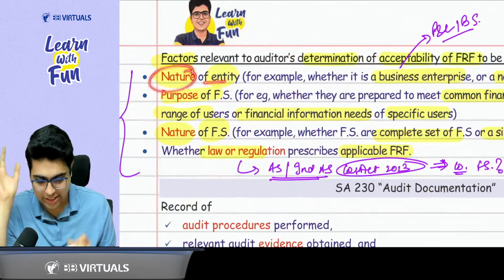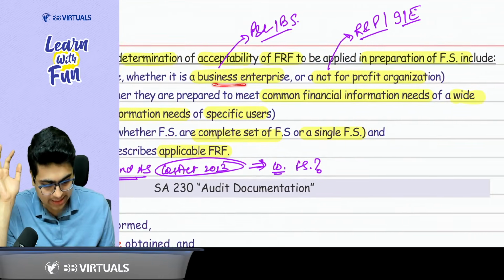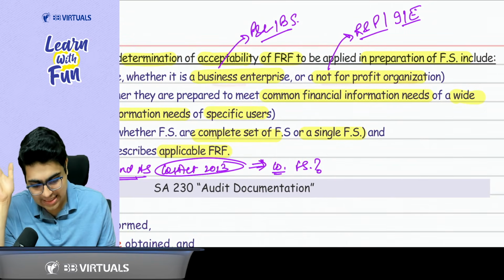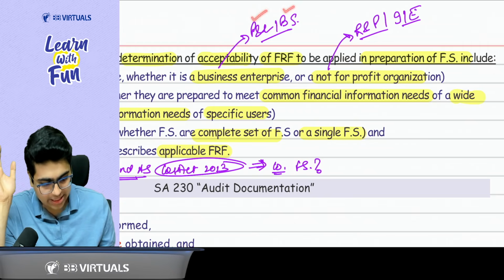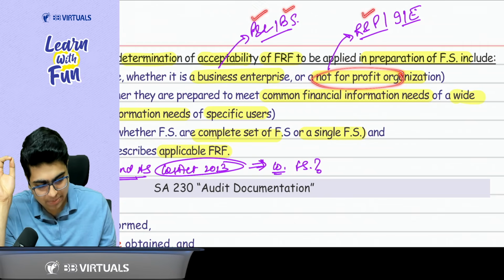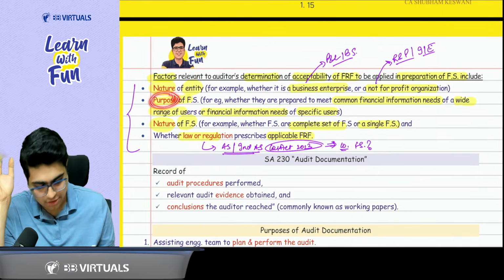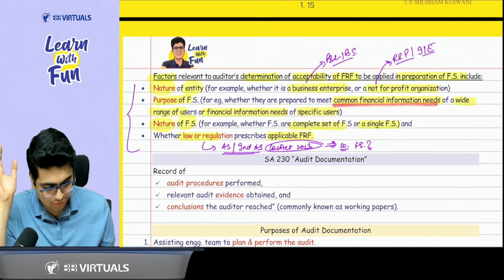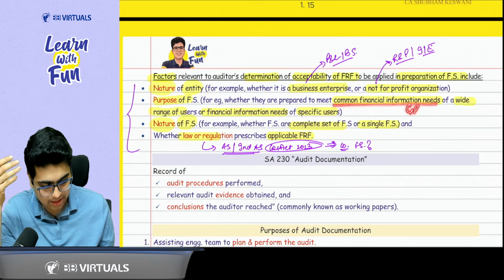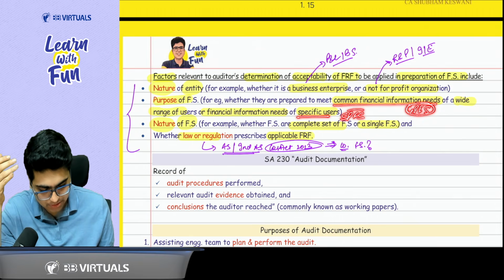First of all, nature of the entity, whether it is a business entity or a not-for-profit organization. Business entities make P&L and balance sheet. NPOs make receipts and payment account, income expenditure account, so different FRF. Then you consider the purpose of financial statement. Common financial information needs, that is general purpose financial statement. Specific users, that means special purpose financial statement.